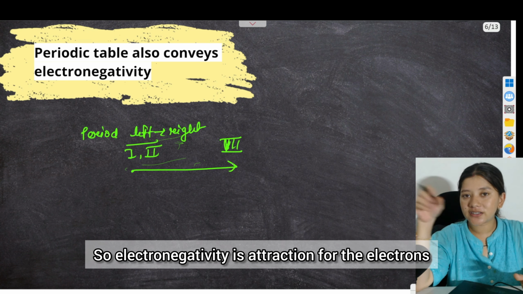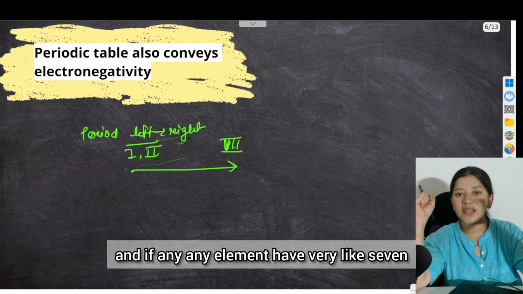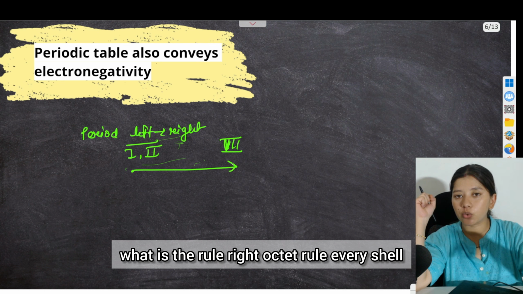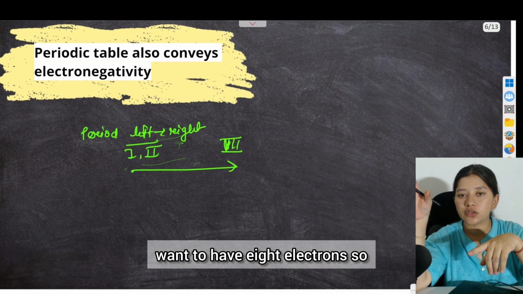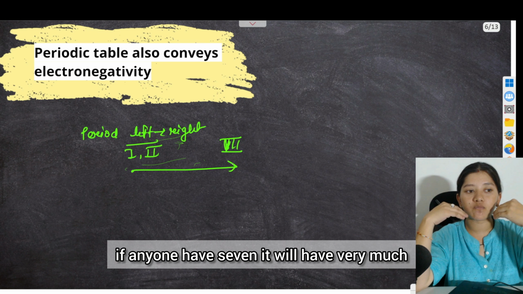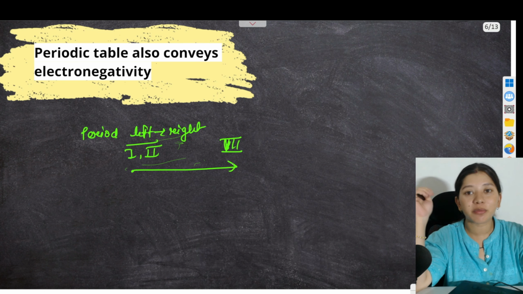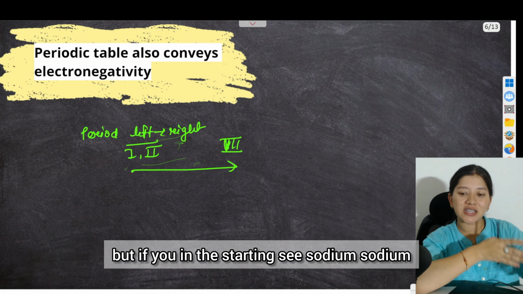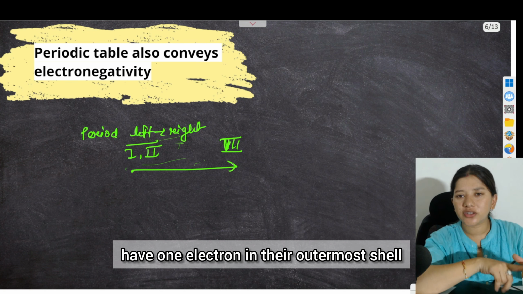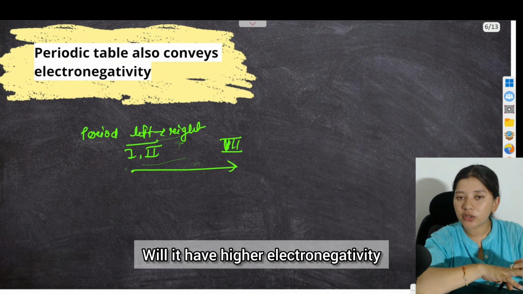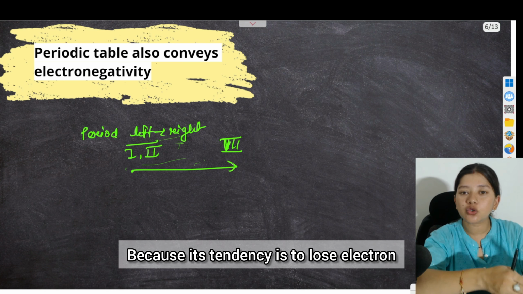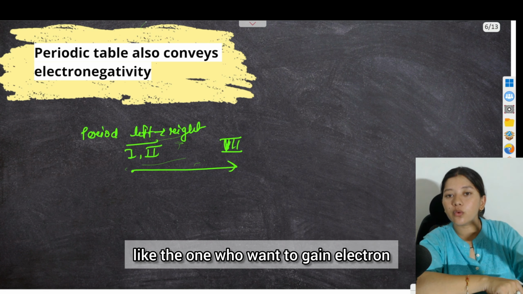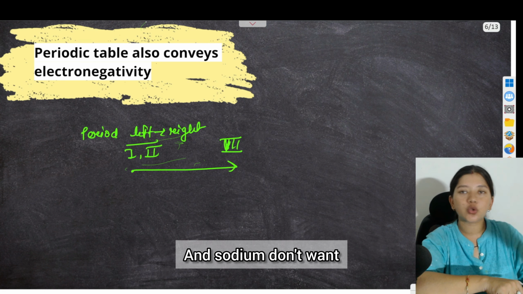So electronegativity is attraction for the electrons, and if any element has 7 electrons in its outermost shell, you know what the rule is, right? Octet rule. Every shell wants to have 8 electrons. So if anyone has 7, it will have very much attraction to gain that 1 electron and become stable, like the noble gases. That's why its electronegativity will be higher. But if in the starting you see sodium has 1 electron in its outermost shell, will it have higher electronegativity? No, right? Because its tendency is to lose an electron, not to gain an electron. Electronegativity is attraction for the electron, for the one who wants to gain an electron, and sodium doesn't want to.